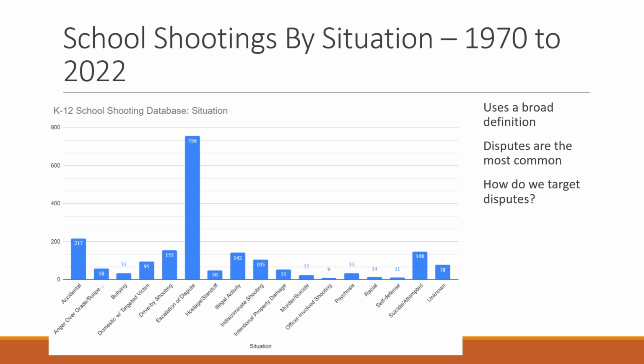The majority of the cases, in this case 756, involved disputes that escalated into armed confrontations. The second largest category is that of accidental shootings. I have to admit, I was really surprised by this. Now, accidental shootings tended to involve accidental discharge of school resource officers' weapons.